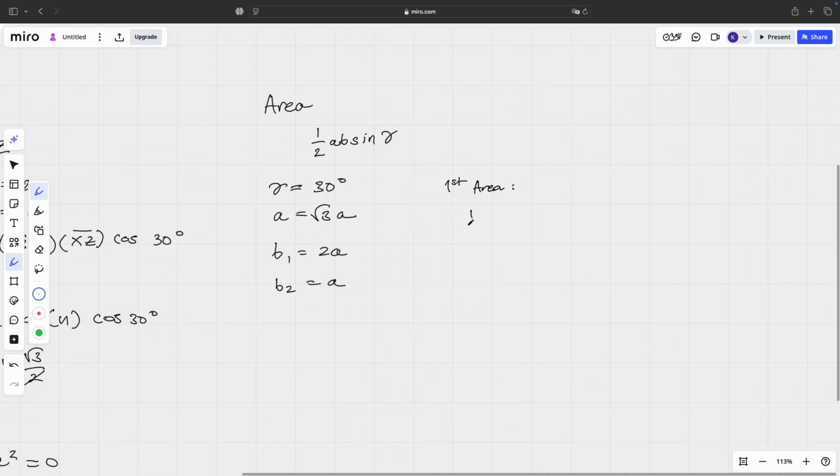So basically, for our first area, we are going to be having 1/2 times square root of 3 times a times 2a sine 30 degrees. Let's just say this is S. And for our second area, we'd have 1/2 times square root of 3 times a times a sine 30 degrees.